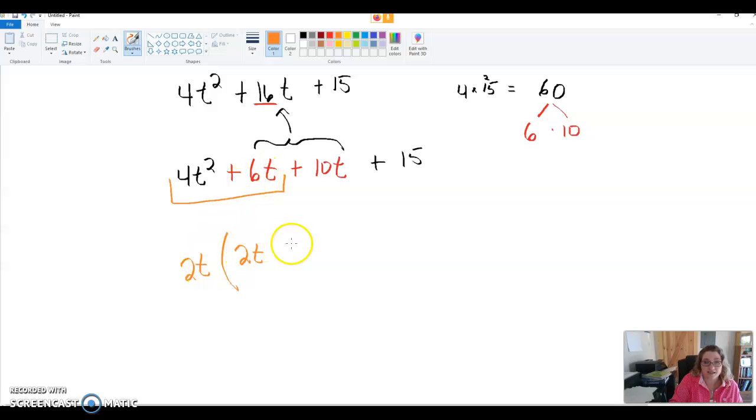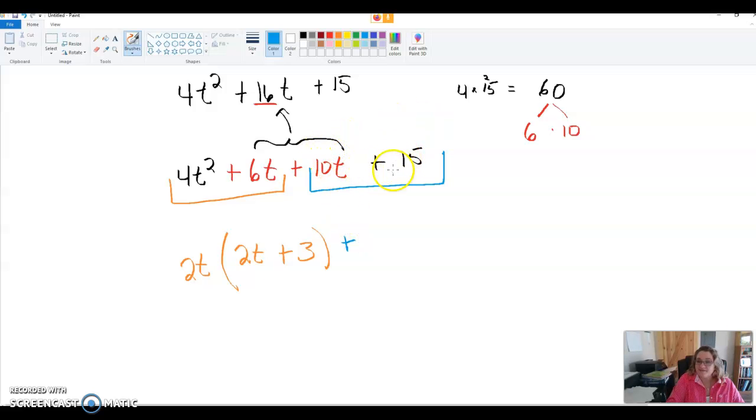6t divided by 2t is going to leave me with a plus 3, because 2 divides into 6 3 times and the t's cancel out. Next, I'm going to look at the second set of terms. We have a 10t plus 15. So I'm going to say plus.